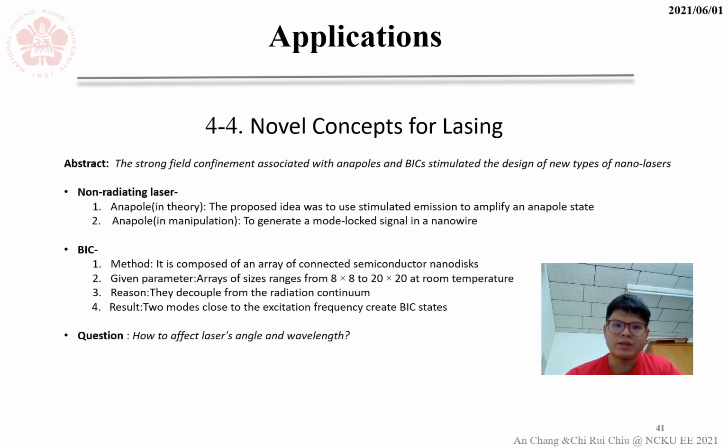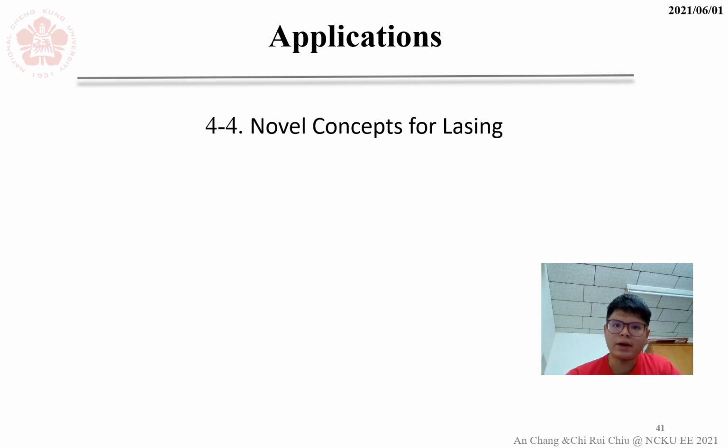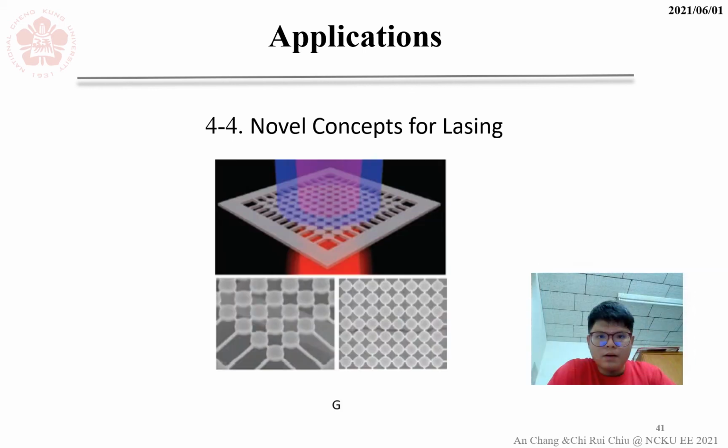Next is BIC for lasing, using the array of connecting semiconductor nanodisks shown in Figure G. With a thickness of 300 nanometers and radius varying from 500 to 550 nanometers, by decoupling from the radiation continuum, an optimal radius of 528.4 nanometers is found for the Q factor, which corresponds to the geometry for which two modes close to excitation frequency create BIC states.